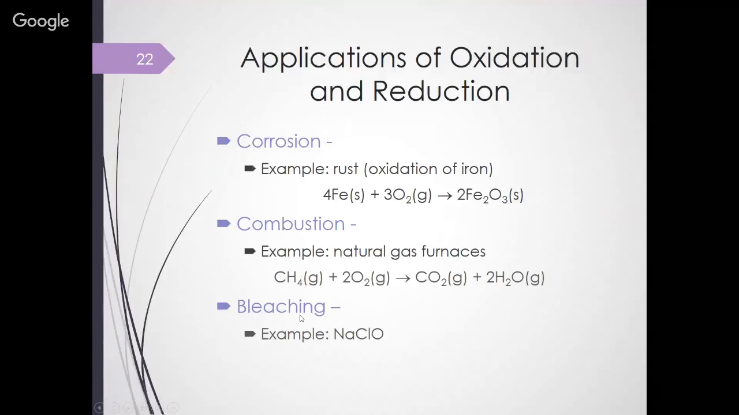And then another example is bleaching. So using sodium hypochlorite, if you bleach something, we know that it either changes colors or it becomes whiter, but once you do this process, you can't unbleach something. In this process, typically oxygen is going to be produced.